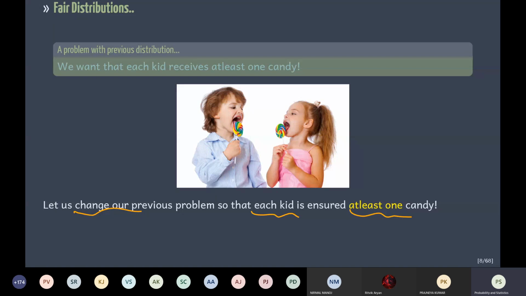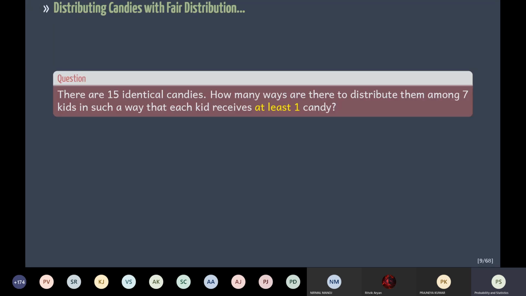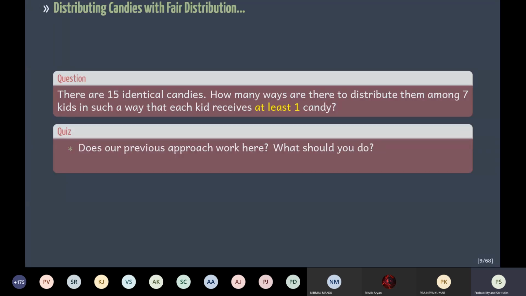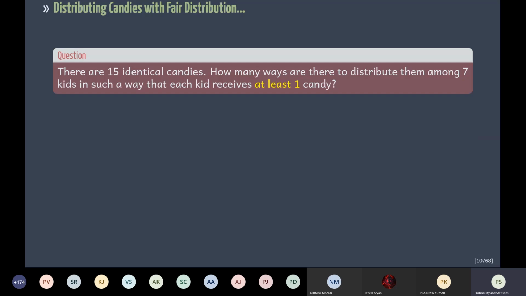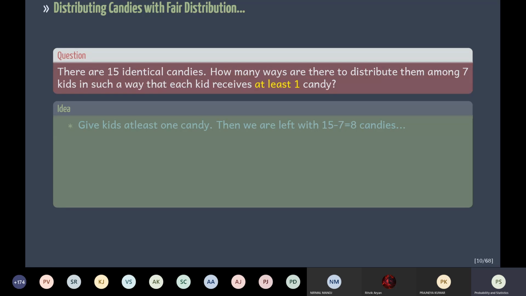Okay, no answer, but let us go ahead. How can you do that? Does our previous approach work here, and what should you do? Can we reduce this problem to the previous problem? If yes, how? So let us see.